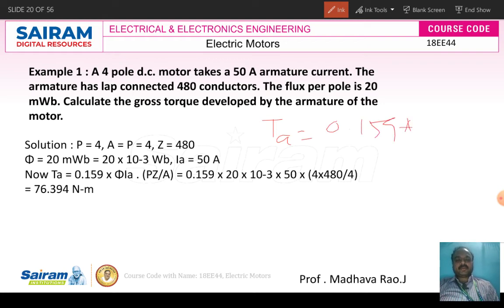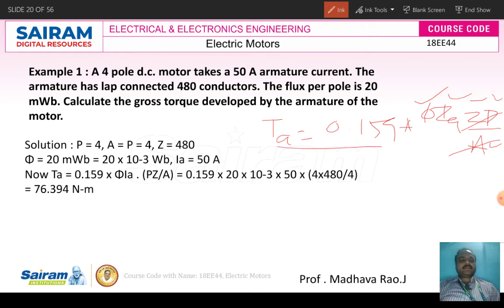0.159 into phi into Ia into ZP by A. So the phi value we know, Ia value we know, Z value we know, P value we know, and A and P will cancel. So substitute the values in this relation. After substituting all values in the torque equation, we will get the developed torque by the armature of the DC motor equal to 76.394 Newton meter.